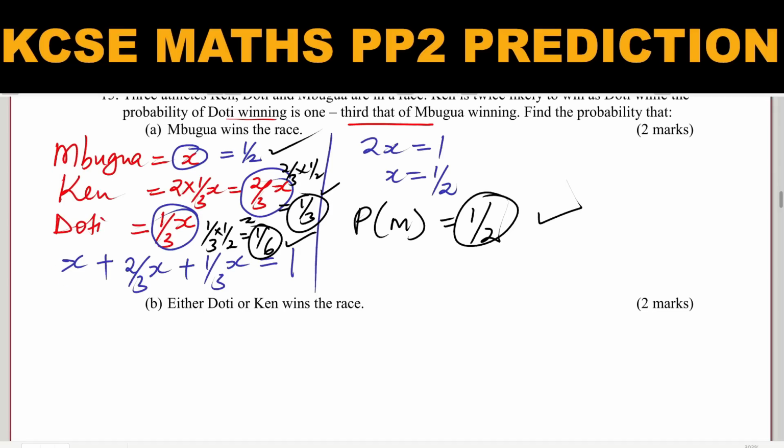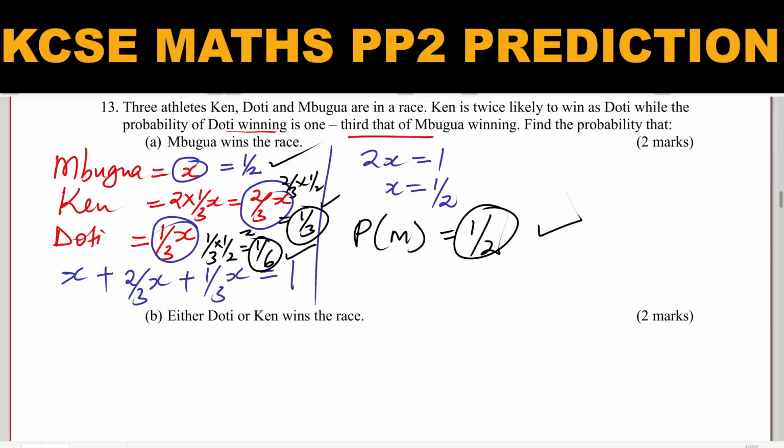Now for this one, you have two options. You can decide to use a tree diagram, or you can decide not to use the tree diagram. So I will not use the tree diagram in this question, and this is what I'm going to do. Since you want the probability of either Dottie winning or Ken winning, this one will be given by, remember, the sum, even if you draw the probability tree diagram, the sum of all the probability will be represented by 1.